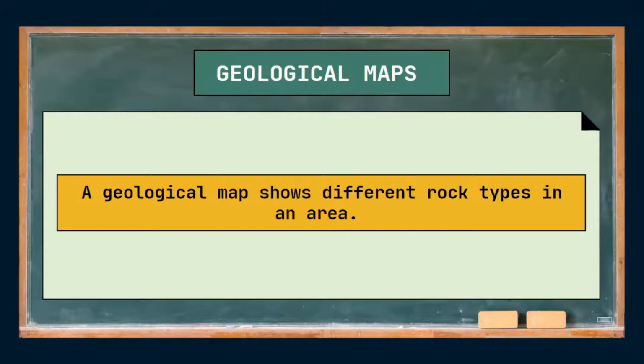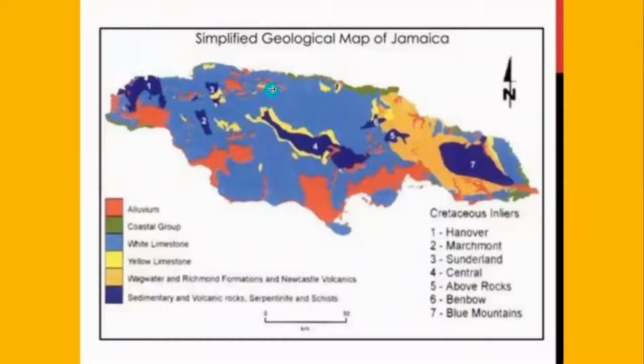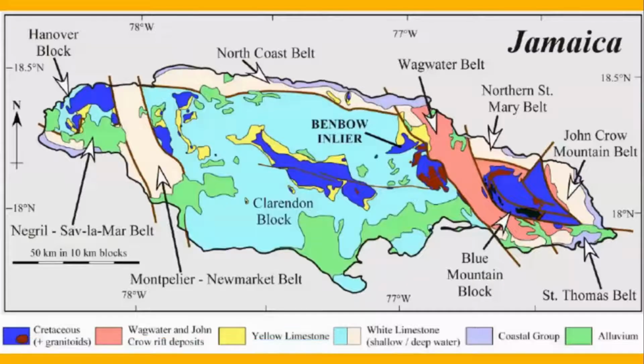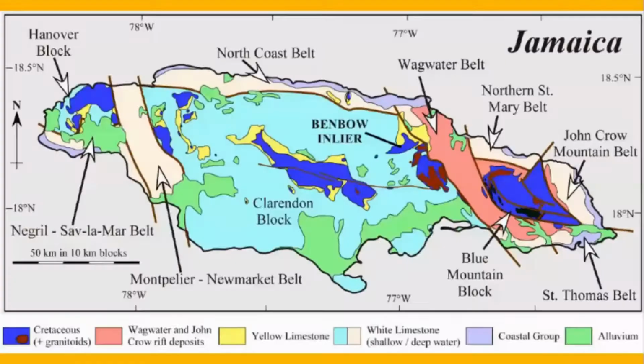A geological map is specifically only for rocks. An example here is a map showing the different rock types in Jamaica, and each type is represented by color, then plotted on the map. Another example shows different types of limestone and where it's located throughout Jamaica. Notice that it's specific to limestone and rocks. That is what the geological map is. It's only specific to rocks.